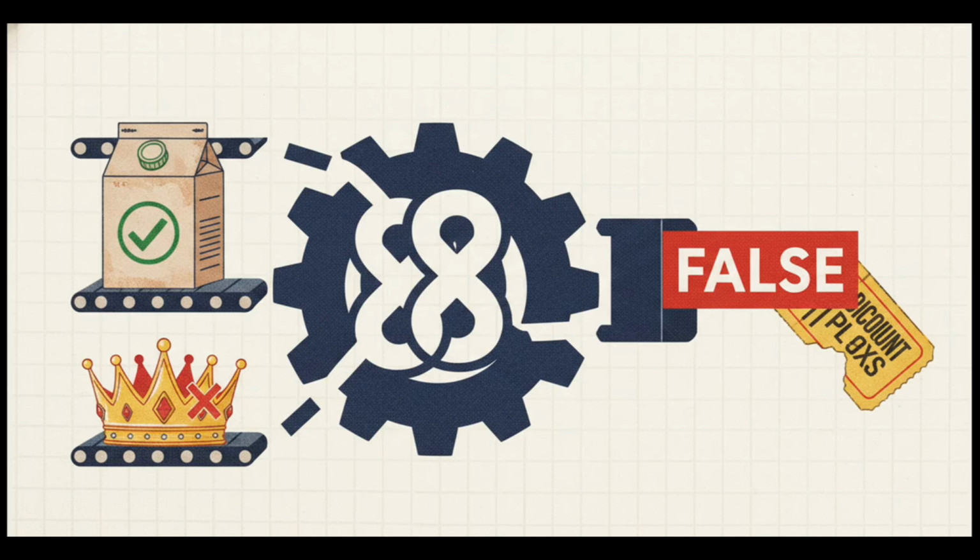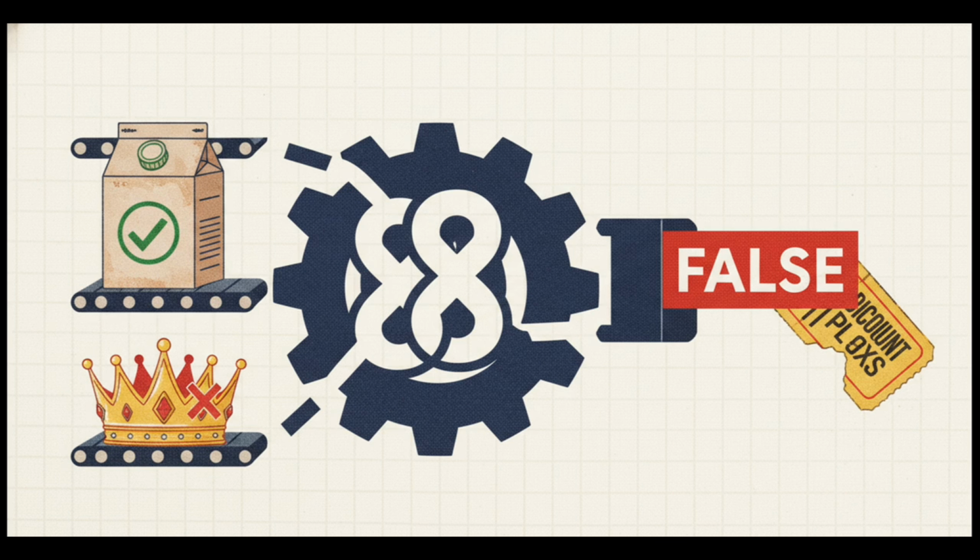Let's look at the logical AND in action to fix our holiday discount bug. Say condition 1 is true. The customer did indeed buy the $30 milk. But condition 2 is false. They are not a VIP member. Because we used the strict logical AND, a single false instantly rejects the entire discount, resulting in false overall. Both conditions must be absolutely true for the AND operator to let them through.